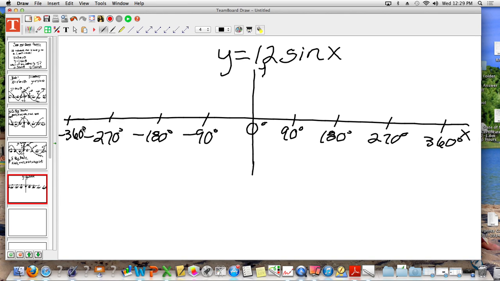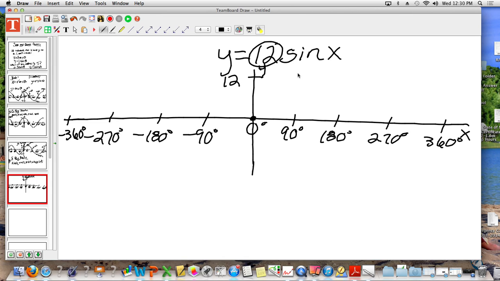What is your first key point for a sine curve? The x-intercept. So right here at 0 degrees, put a point there. What is your next key point? The maximum. Where is the maximum? 12. How do you know it's 12? Because it's in front. What do we call that number? Radius, yes. This right here is our radius. That tells us how high it's going to go and how low it's going to go. I don't care where you go, but you got to label it 12. If you say it's 12, it's 12.